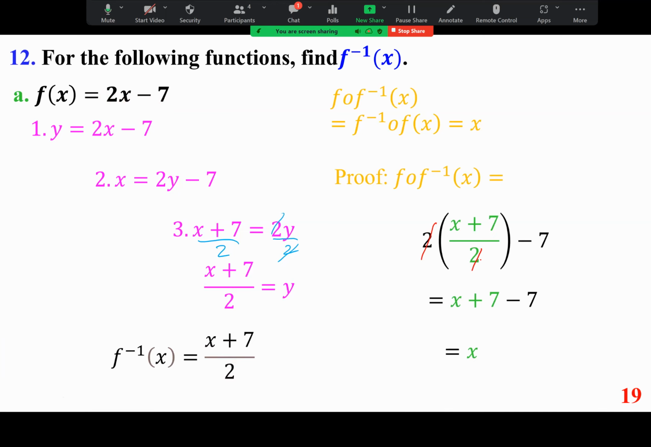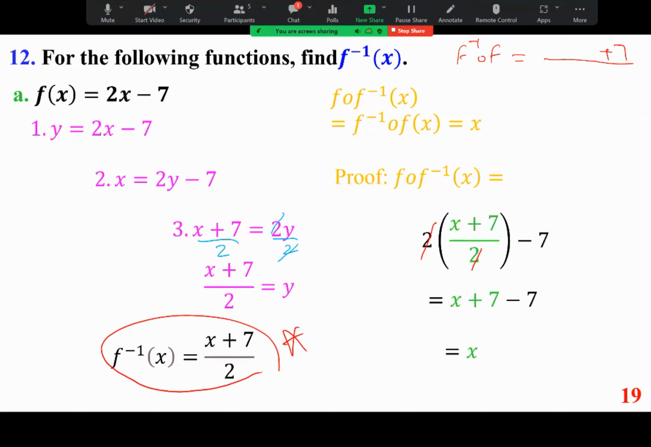Now, you can also do f inverse of f. As long as you do one of them is good enough. But quickly, let me show you if I were to do f inverse of f. And again, you don't have to do both. So I'm going to start with f inverse. And I'm going to put the f instead of x.